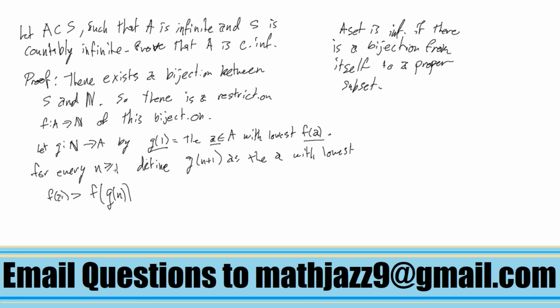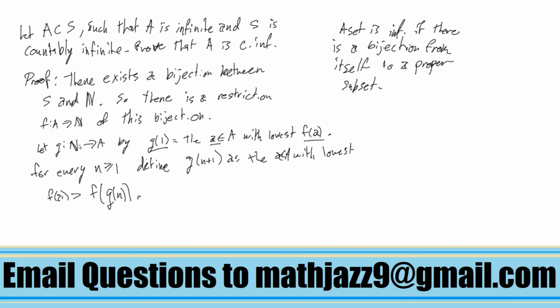There we go. So for every natural number, we define, so for 1, we've defined G of 1 to be the A with the lowest f value. And then for every natural number after that, we define G of n plus 1 as the A with the lowest f value greater than the one that we previously defined. A in A. There you go.